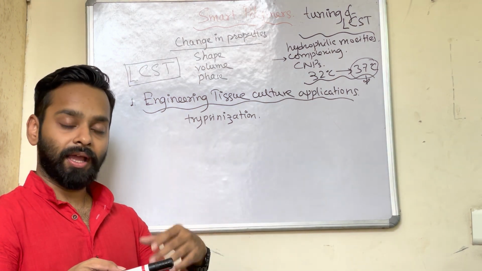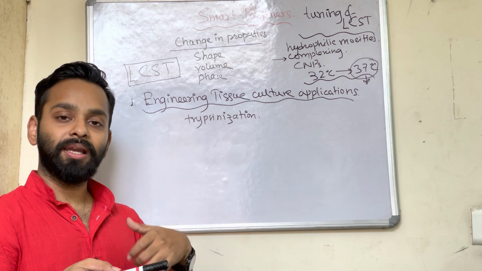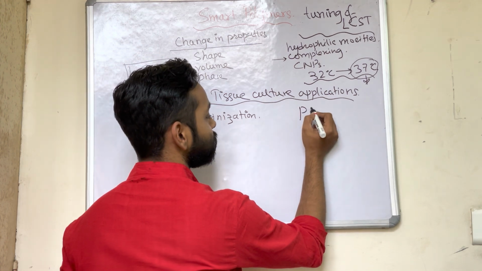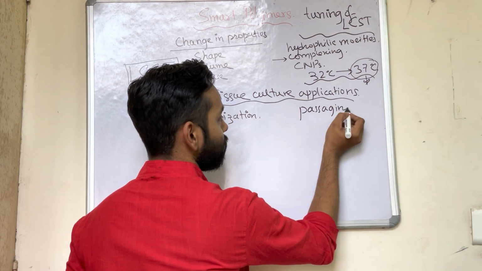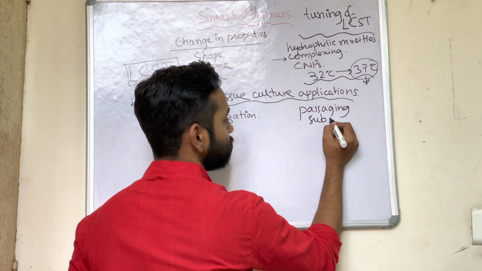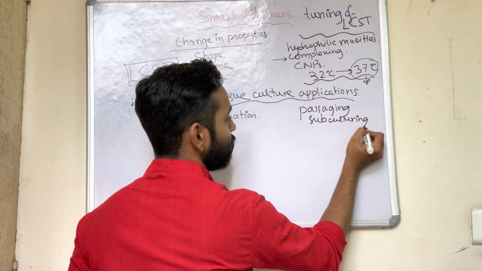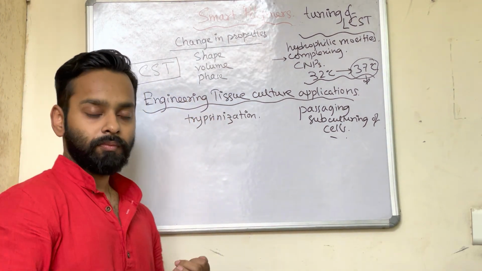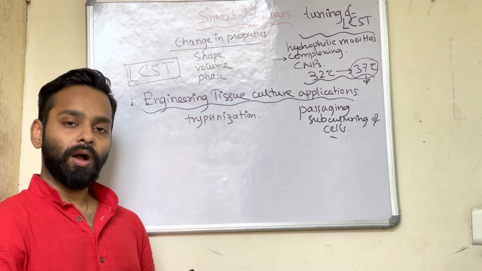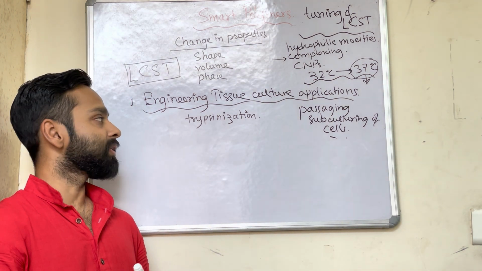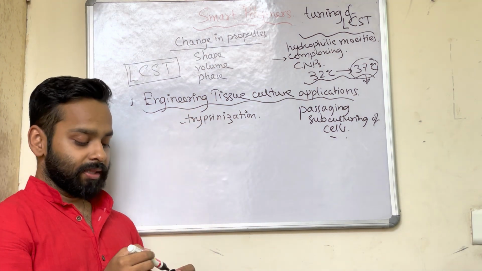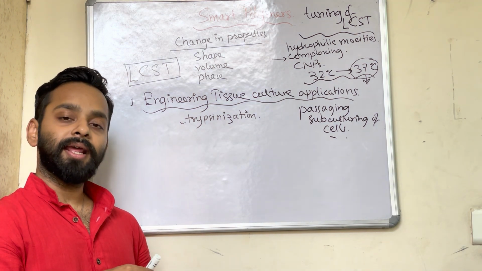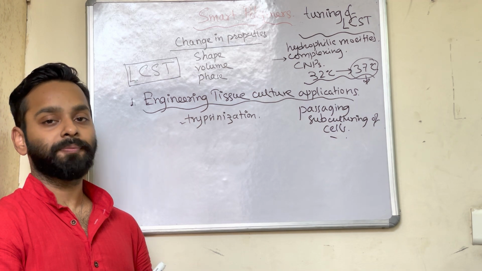Then these cells are centrifuged, then pelleted. This pellet is resuspended and again resplit or passaged. So this process is known as passaging or subculturing of cells. In subculturing, an important step is trypsinization. That is, the cells are treated with trypsin, which is an enzyme, to break the interaction of the cells with the substrate or the substratum.